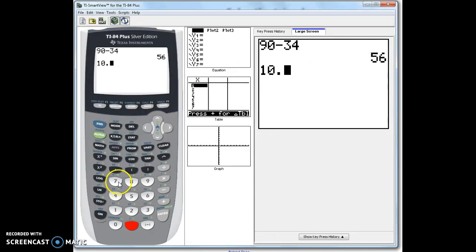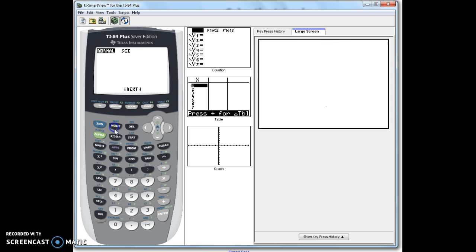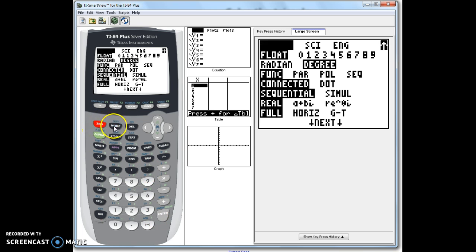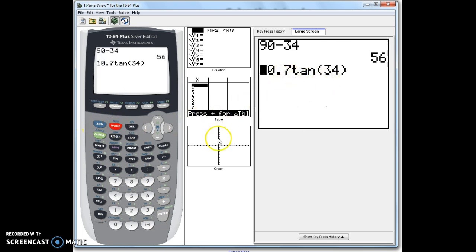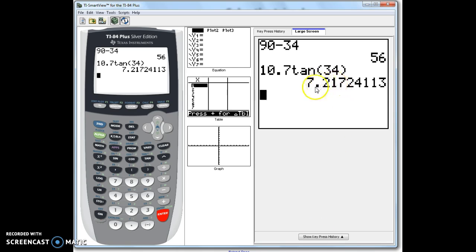So 10.7 times the tangent of 34, and again, my degree mode is turned on, right? If I was in radians, my answer would be in radians, so you need to be careful about that, just making sure that you're always there. So let's quit out of that. 10.7 times the tangent of 34, if I hit enter, we get about 7.2. The more decimals we keep, obviously the more exact that it is, but in this case, X, or we could call it side AC, let's do the nearest hundredth, 7.22.